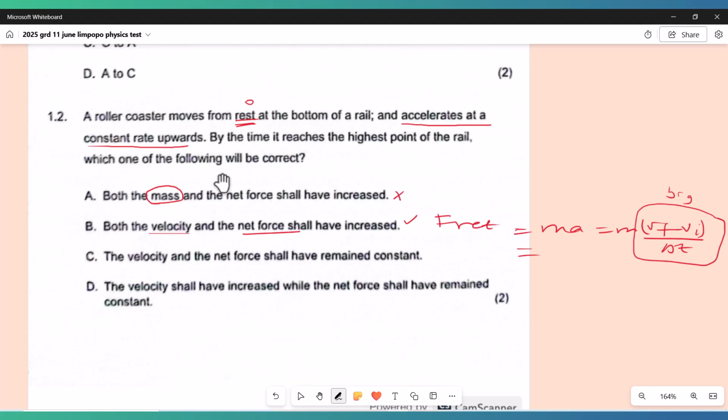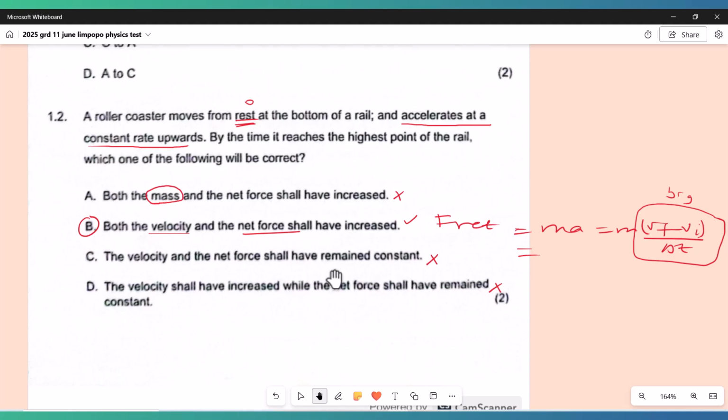What about part C? Velocity and the net force will have remained constant. This is not correct because we saw that the velocity increased from 0 to v final. They said the velocity shall have increased while the net force shall have remained constant. Again, this is not correct because the net force is not remaining constant. It changes from 0 to mass times acceleration. So our final answer is going to be B.